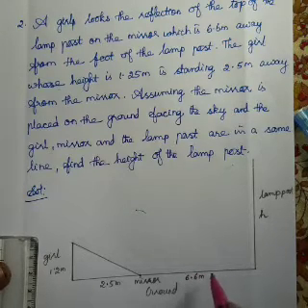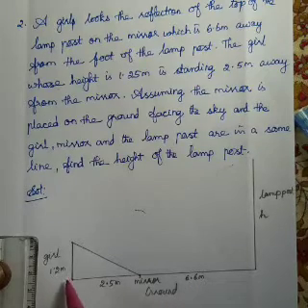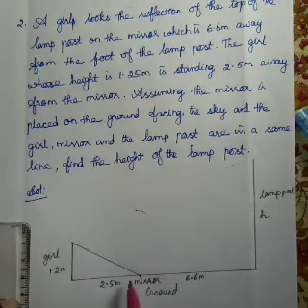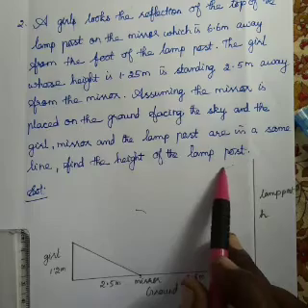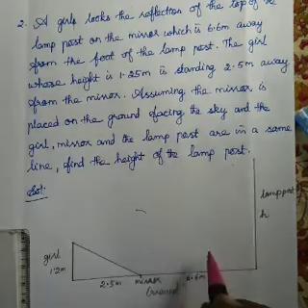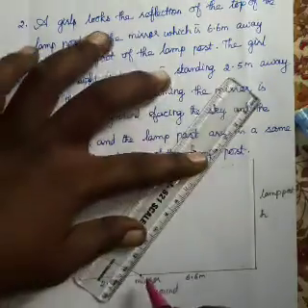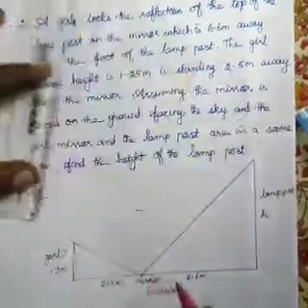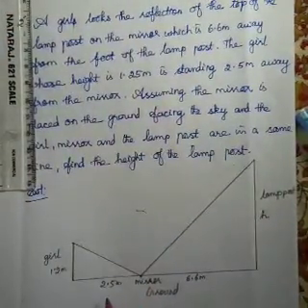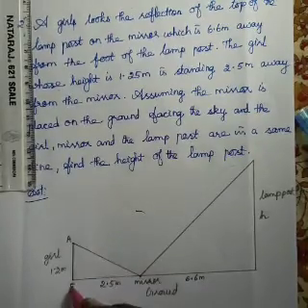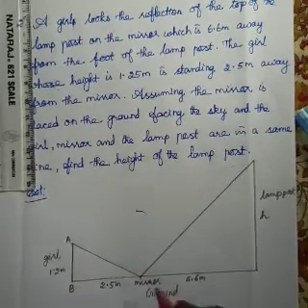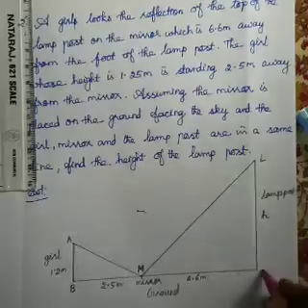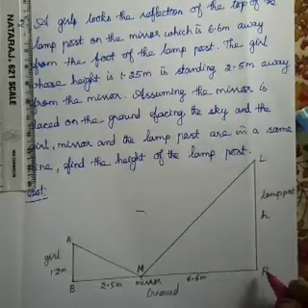Are you all clear? The girl whose height is 1.25 meter is standing 2.5 meter away from the mirror. The remaining all is completed. Find the height of the lamp post. It is our question. For doing the sum, we can join this mirror with the top of the lamp post. So we can give names for doing the sum. AB is the height of the girl, that is 1.25 meter. The mirror is M. Then LP is the lamp post. Are you all clear?